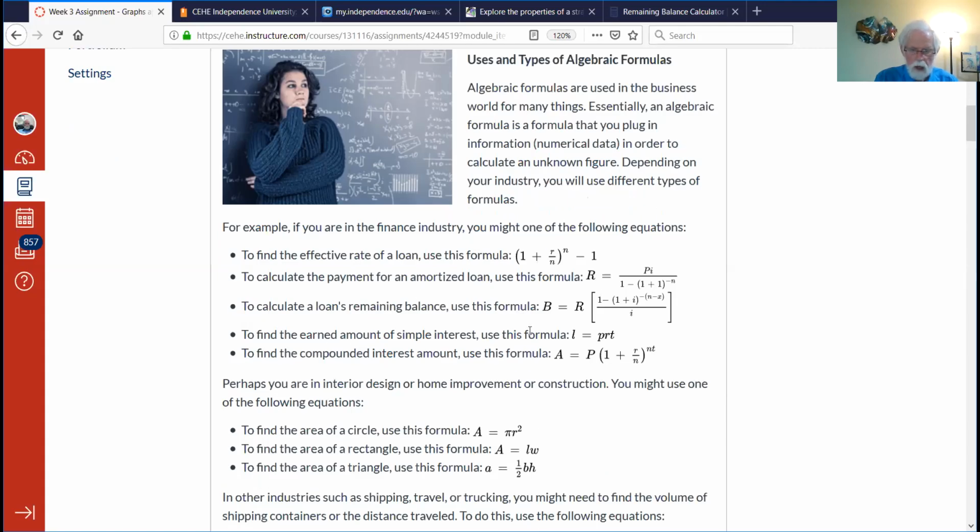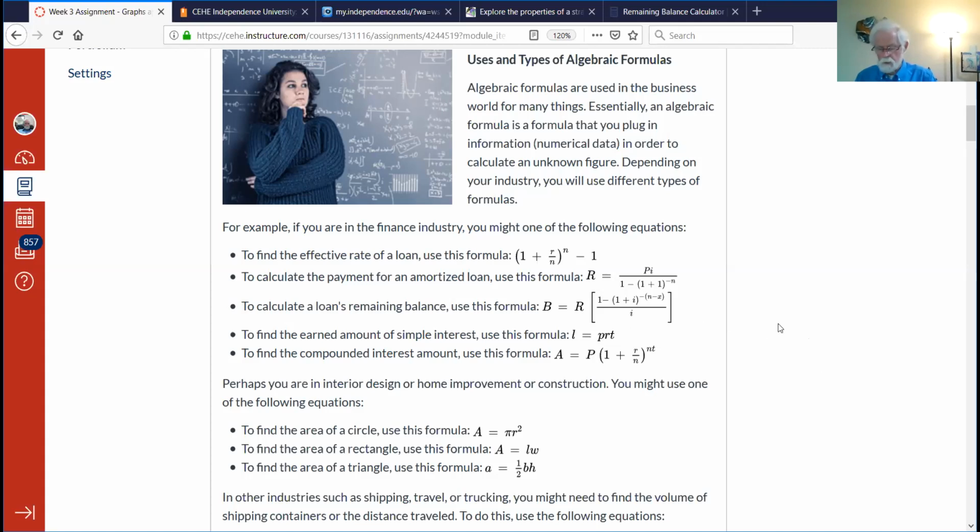Simple interest earned amount. I don't know why they use L here. Nobody I've ever seen uses L for this, but it's the principal times the rate times the time. Rate is going to be per month and then X number of months. That's the earned amount of simple interest. This assumes that the rate is per year. Simple interest is not compounded.